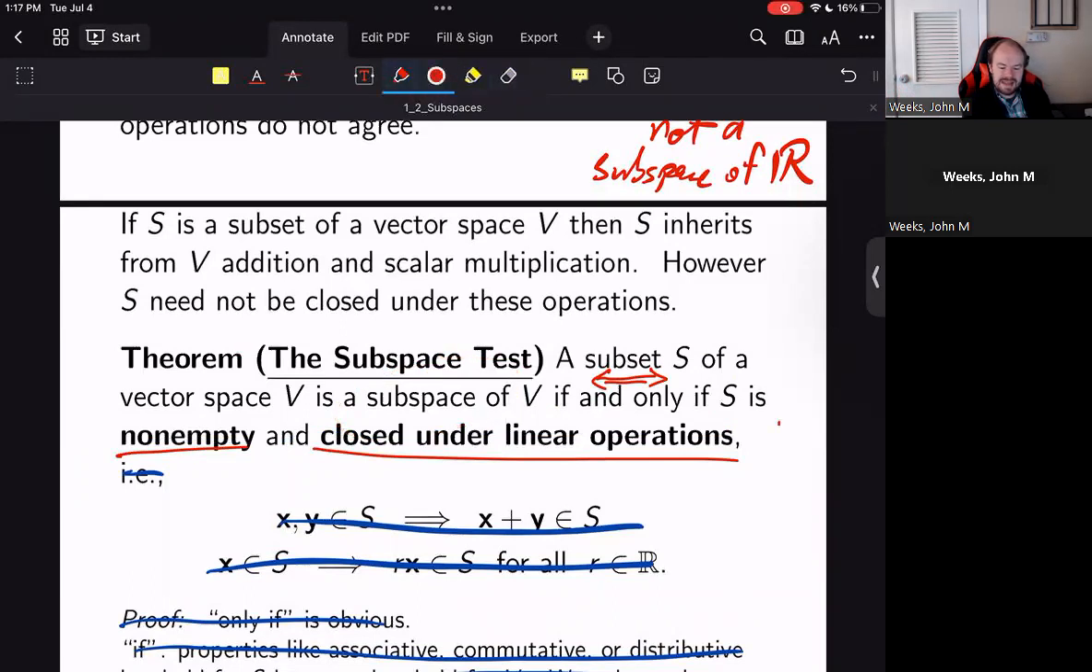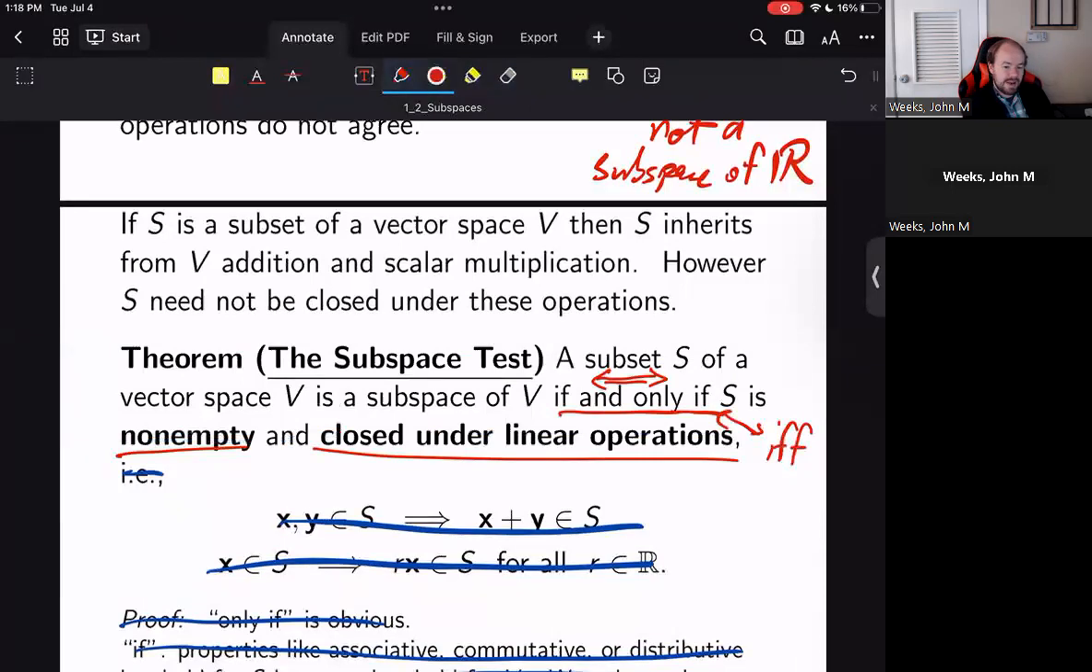Sometimes you'll see me write this as IFF. This is meant to be the same thing, just an abbreviation of if and only if. And that's not a typo; it's not a double F. So, non-empty and closed under linear operations. Let's make sure that we know how that works.